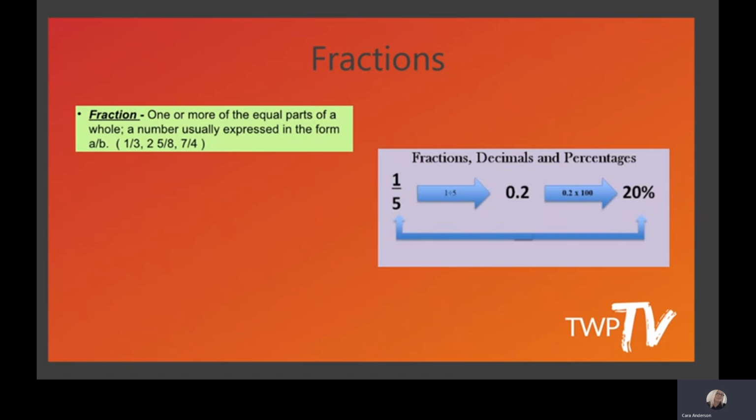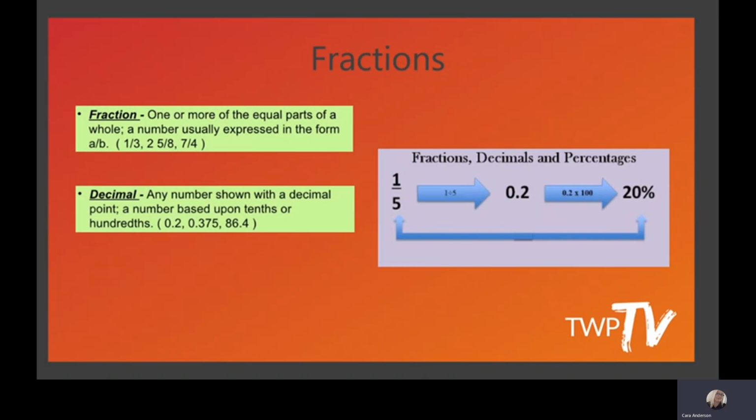So with fractions, you need to make sure that you have one or more of the equal parts of a whole number, a number usually expressed in the form a over b, so either 1/4, 2 5/8, or 7/4.